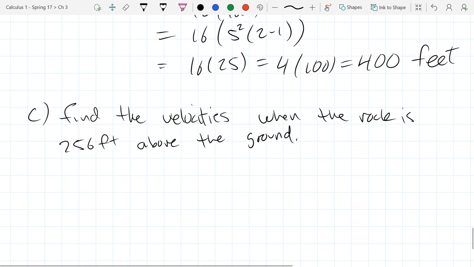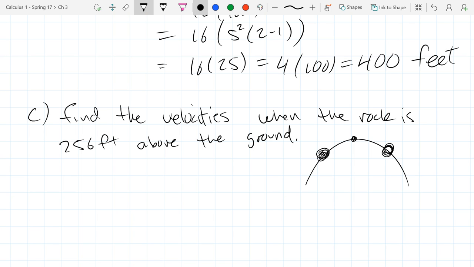So let's look at that graph one more time. We know that the max height is 400, so 256 will be, let's say, somewhere right about there, and maybe right about there. So it'll be a little more than halfway up and a little more than halfway back down. So I want to know what is the velocity at these two heights.